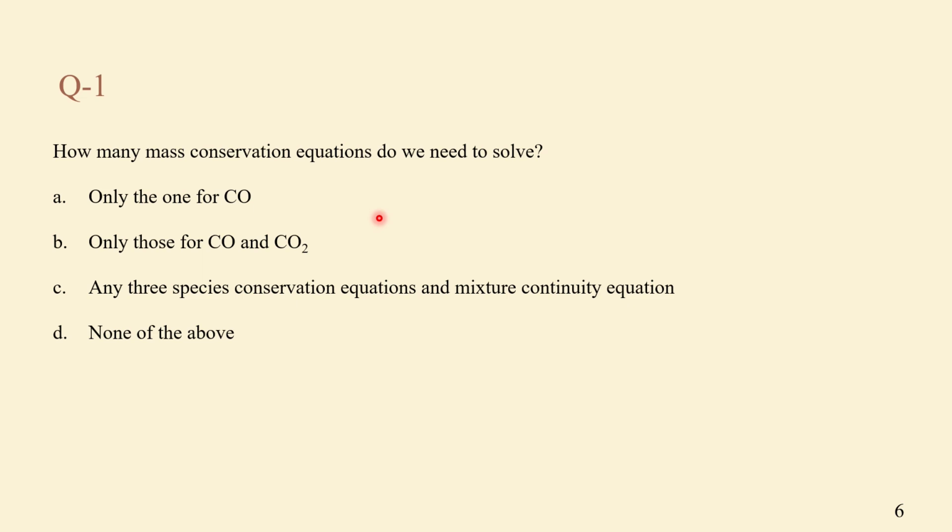If there are 4 species balance equations, together they would lead to the continuity equation. So we need to subtract 1 from the species conservation equations and solve the continuity equation, because here again we are dealing with the whole system in the continuity equation. So the number of species conservation equations would be 4 minus 1, that is 3, and the continuity equation would be 1. Any 3 species conservation equations and one mixture continuity equation. So option C is the right answer.